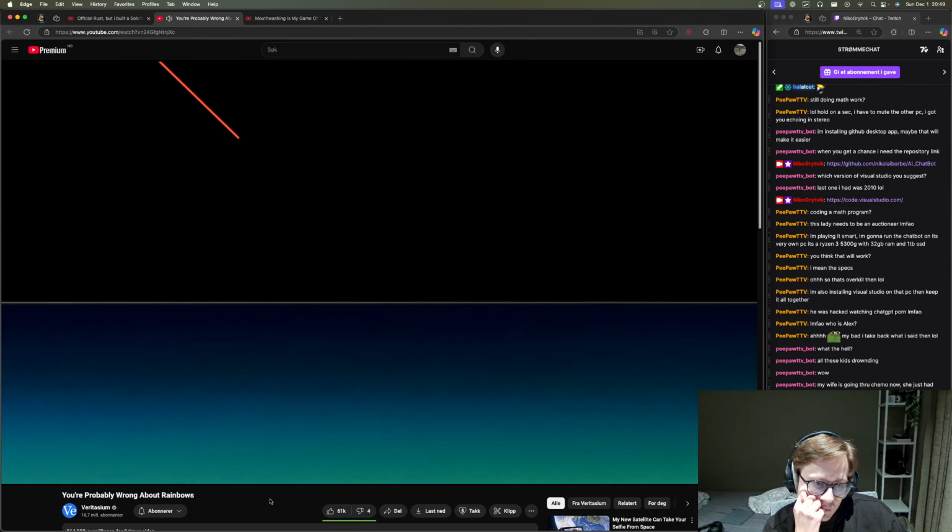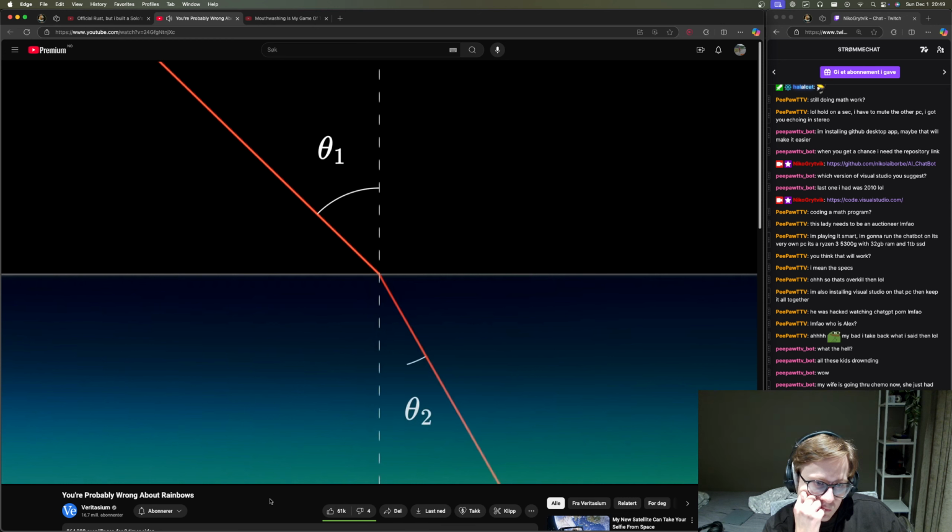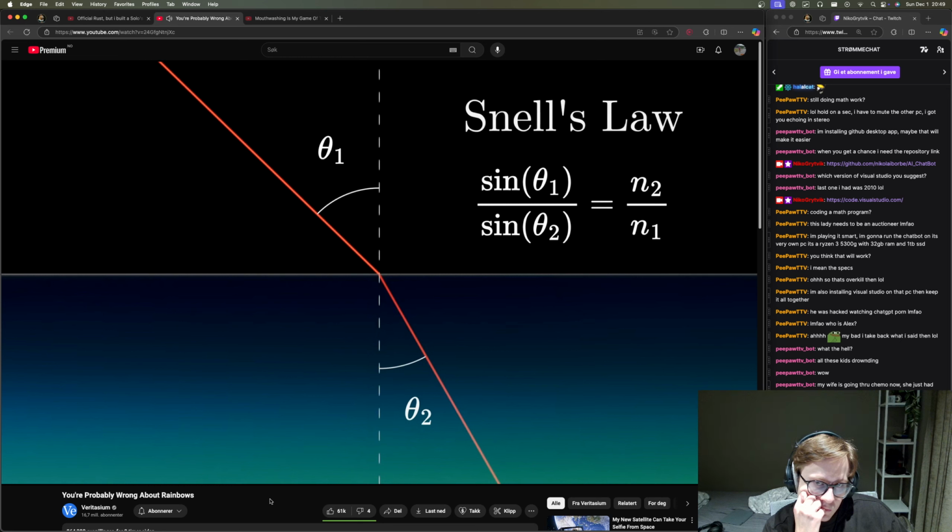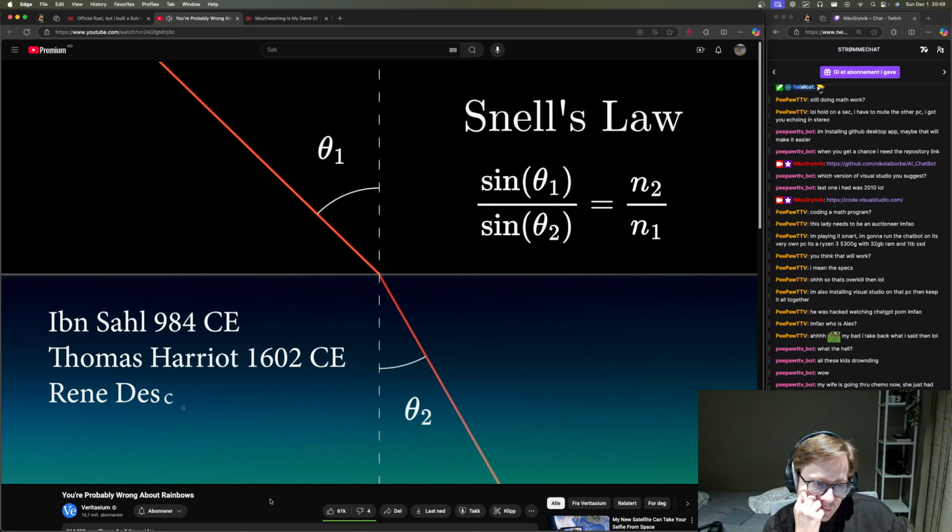There's a simple mathematical expression that relates the angles of incidence and refraction to the indexes of refraction of the two media. It's known as Snell's law, even though it was independently discovered by a handful of people some well before Snell.